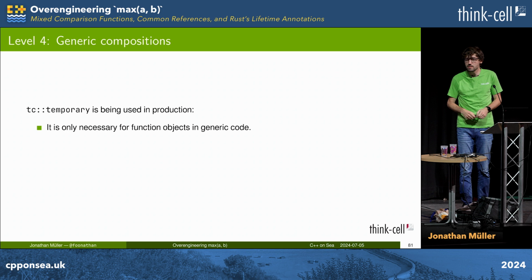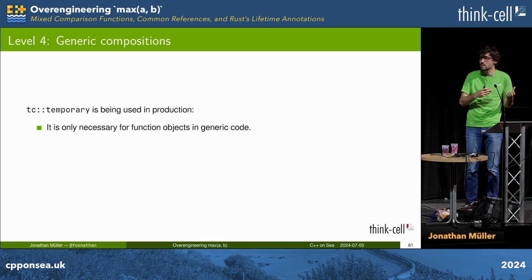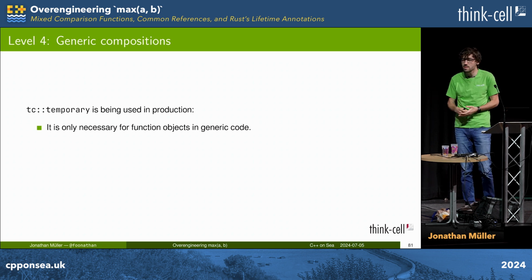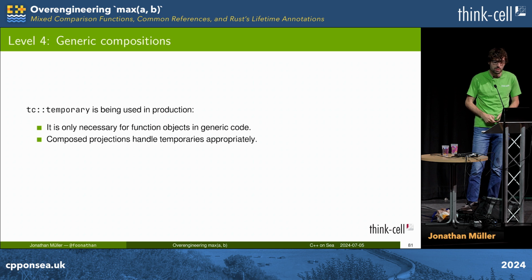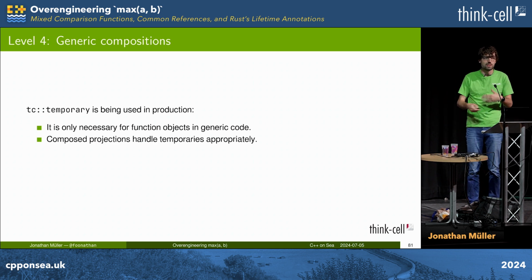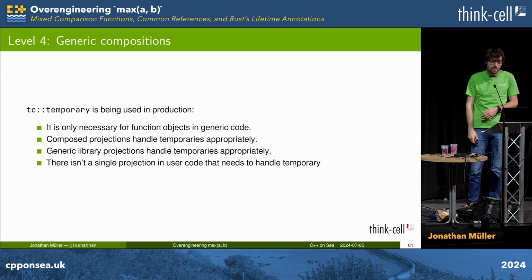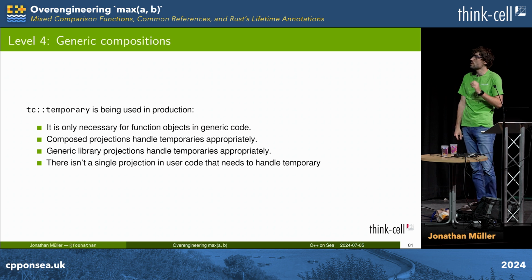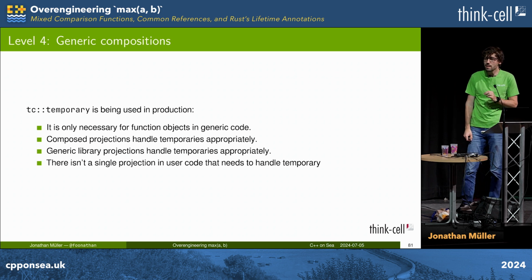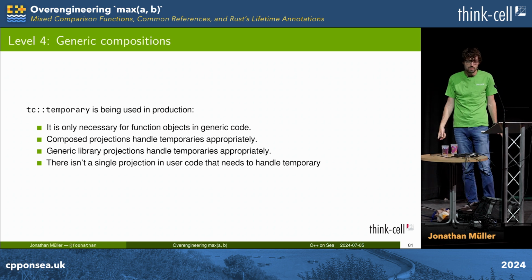We have implemented this TC temporary mechanism in order to solve the problem of unnecessary decays, eager decays or dangling references. It's really only necessary for function objects in linear code, like max or min and so on. The composed projections all handle temporaries appropriately, and because the vast majority aren't that generic, they don't care about it at all. Only the generic library projections need to handle it appropriately, and there isn't a single projection in user code that needs to handle temporaries. So all application code outside the library doesn't need to know that TC temporary even exists, it just magically works.